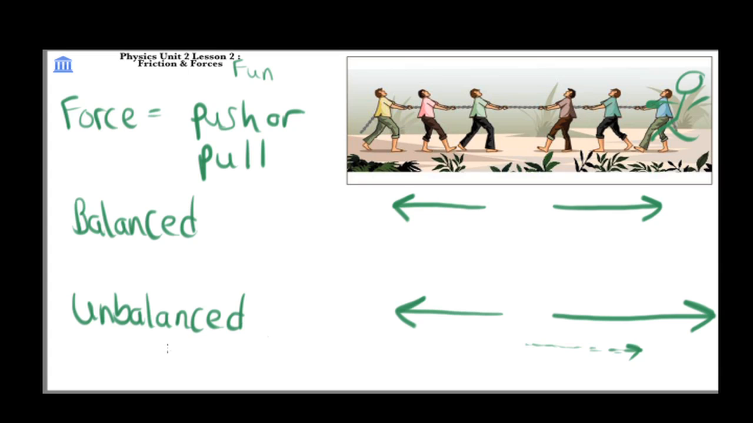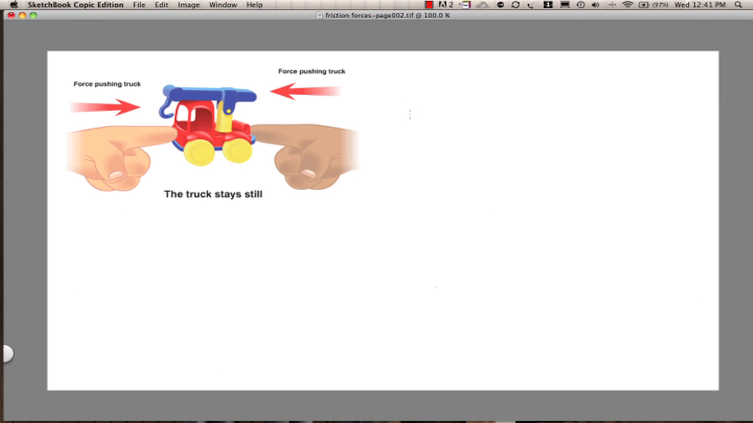There is another word for unbalanced force, and we call that net force. Okay? So net force equals unbalanced force. More force in one direction than another. Here's another example of a balanced force. The truck is staying still because you have equal forces on either side, and the truck is staying still.